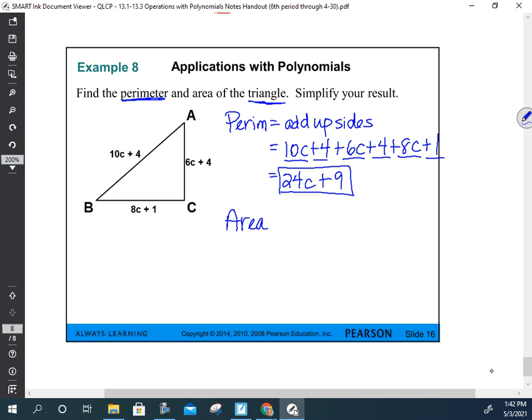So, the area of a triangle, there's two ways that you can set it up. That's 1/2 base times height, or base times height divided by 2. Which one you choose is purely up to you. The main issue that people will run into is which one is the base and which one is the height. So, the base is the horizontal part of the triangle.